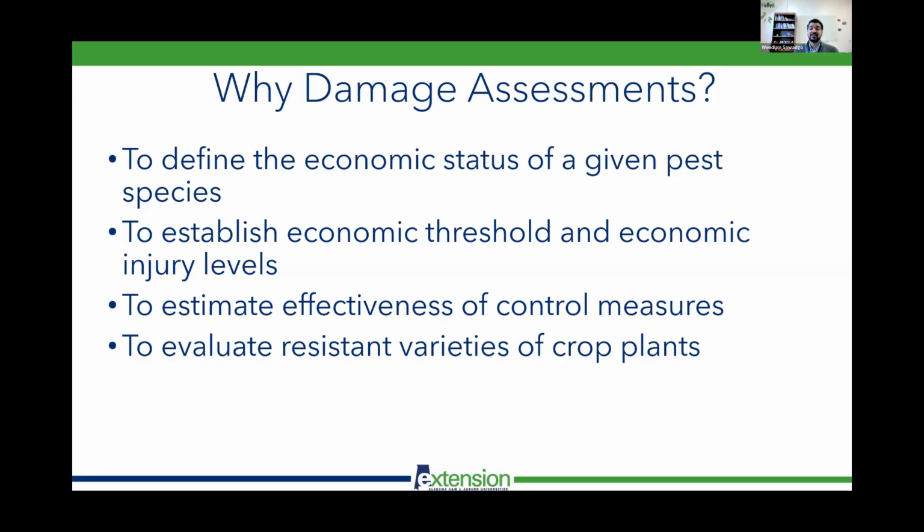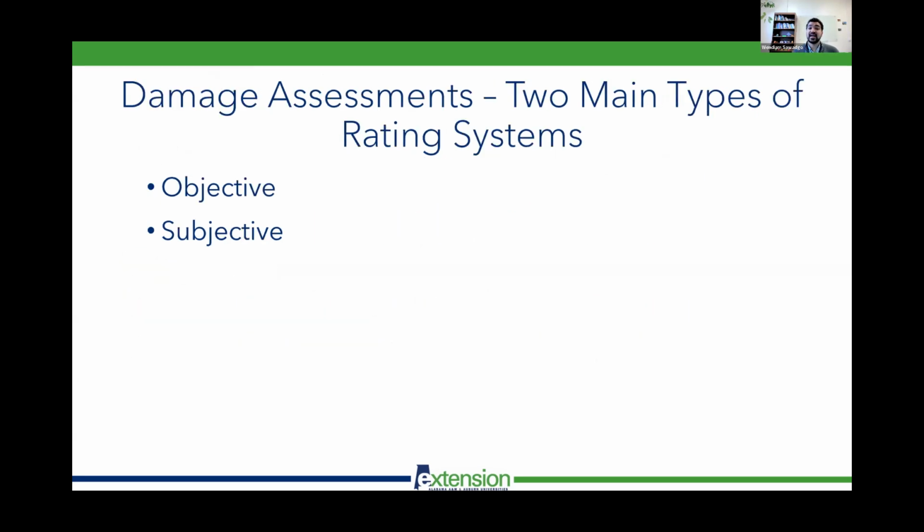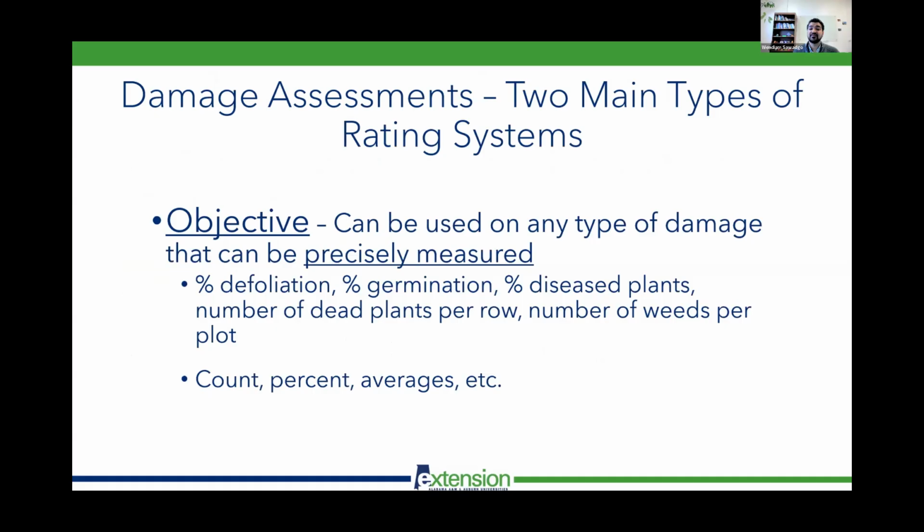And so we want to be able to estimate the effectiveness of control measures, but also see whether certain crops are resistant to new varieties. And so when we're looking at damage assessments, there are two main types of rating systems, objective and subjective. And so objective measures can be used on any type of damage that can be precisely measured.